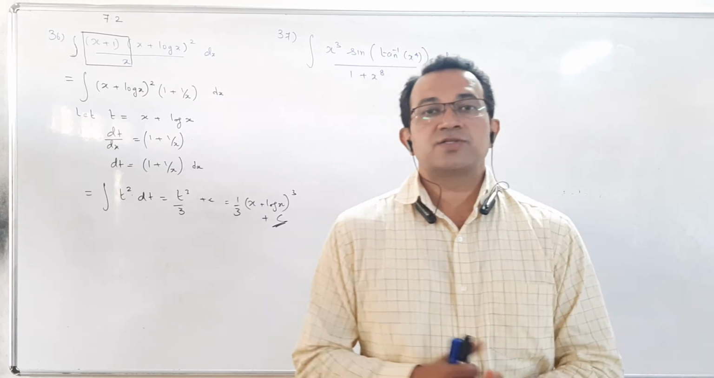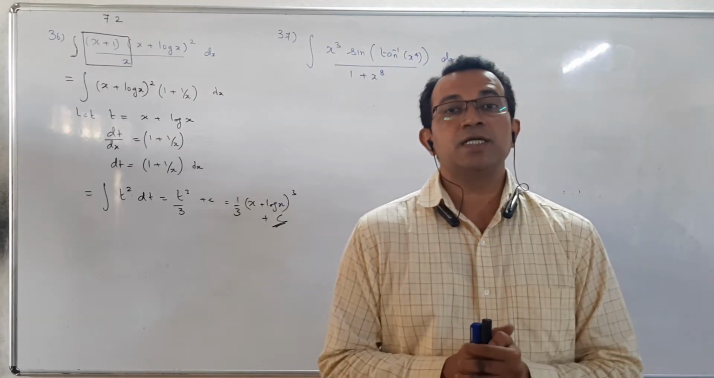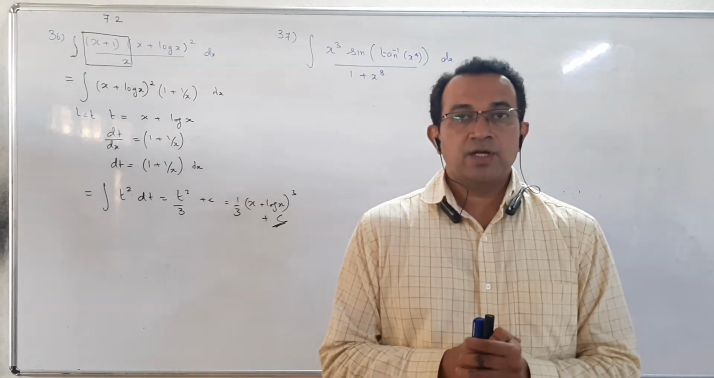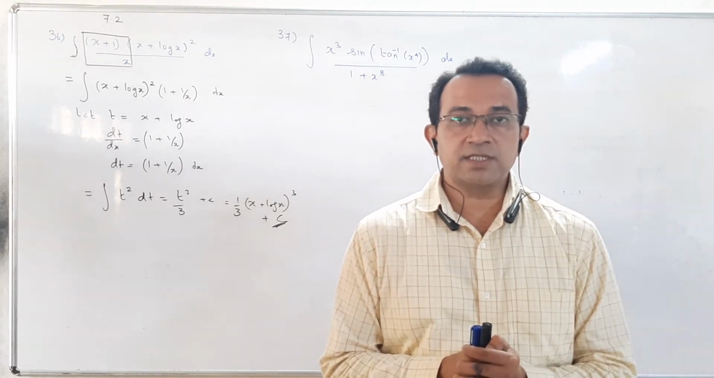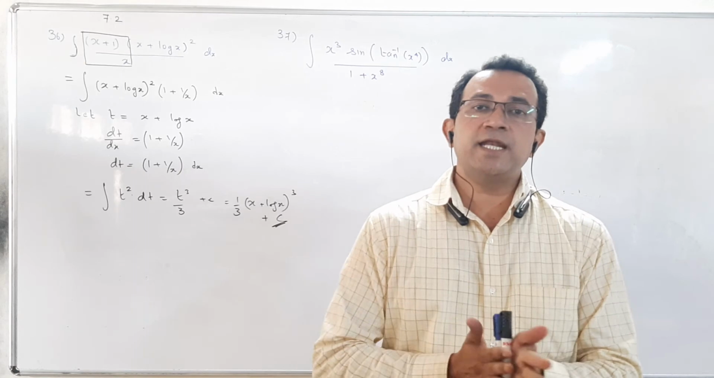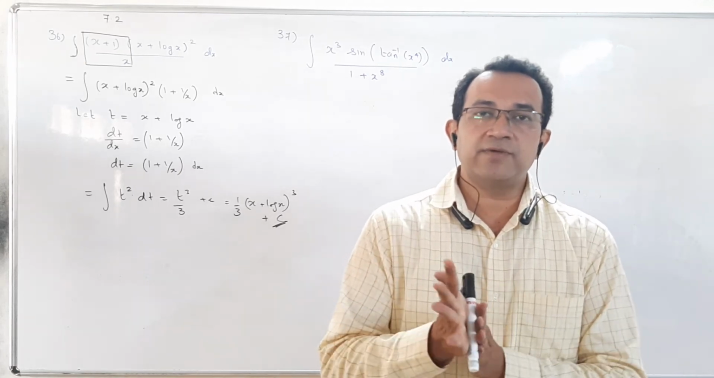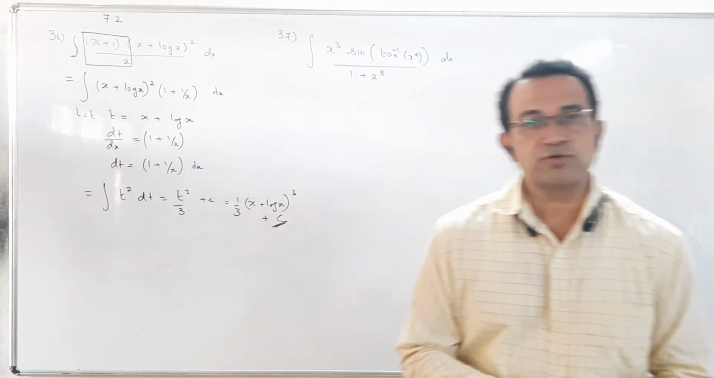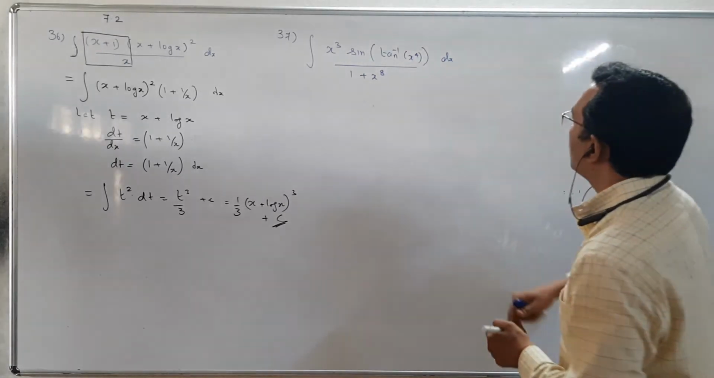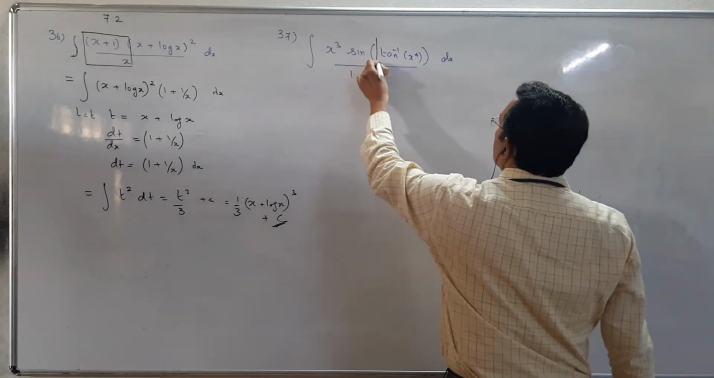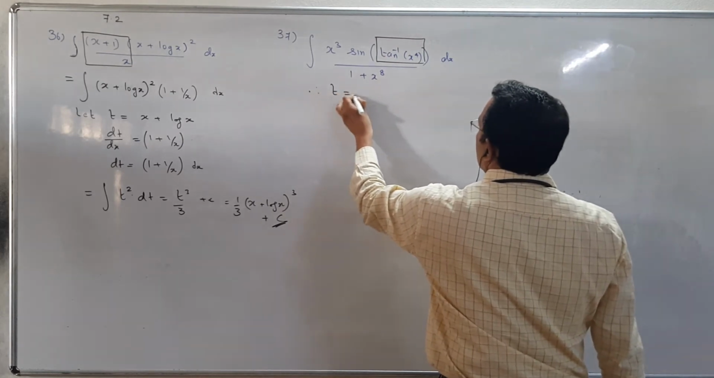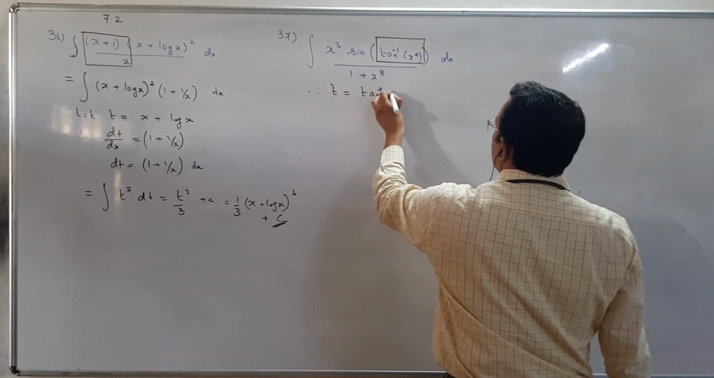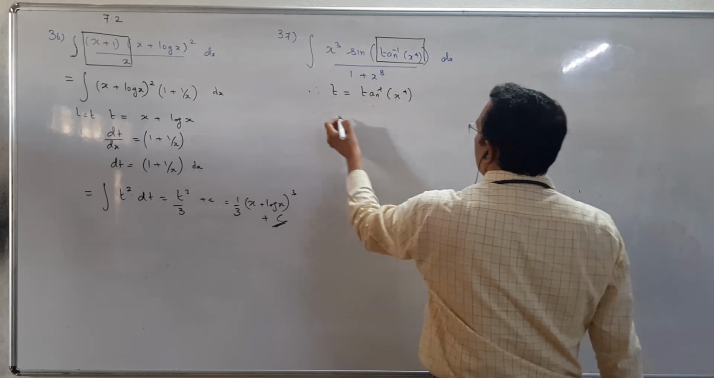Now again I am giving one master key for sum number 37. Students, for sum number 37, I am giving you a master key. In 99.99% of the cases, whenever we have an inverse term, we have to suppose that. So I blindly go for the inverse term, which is nothing but tan inverse of x raised to 4.